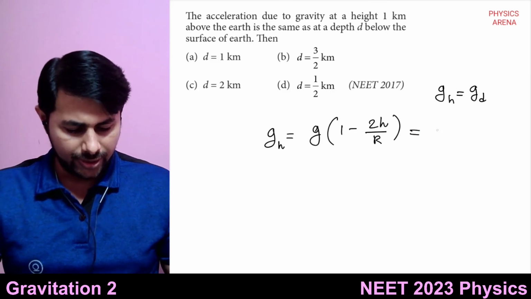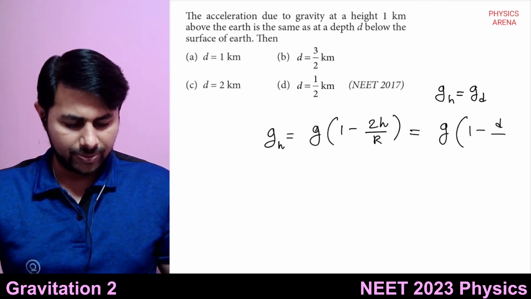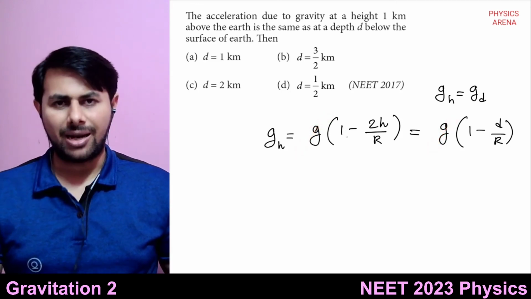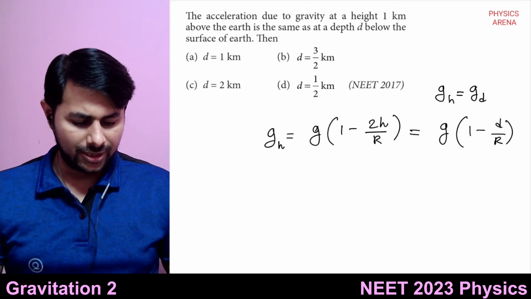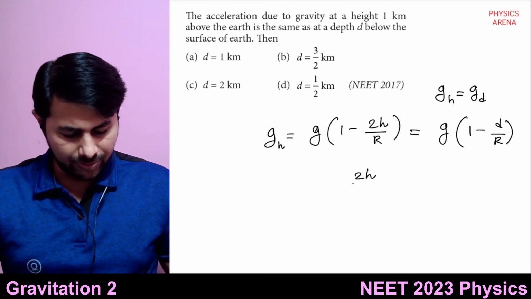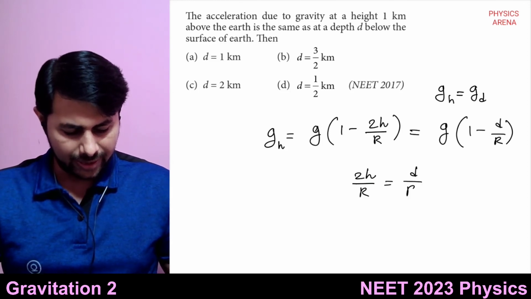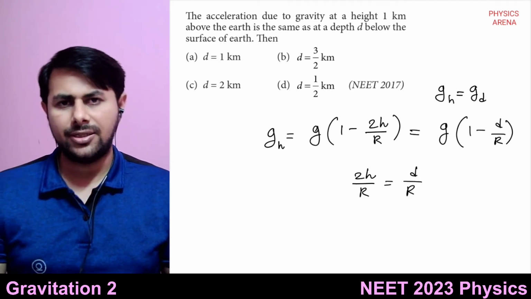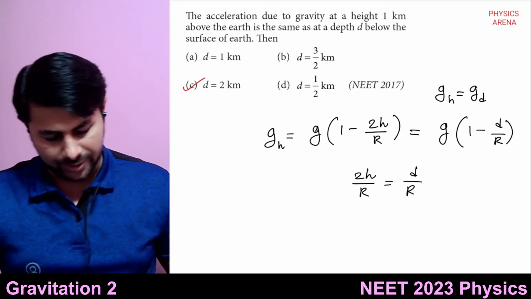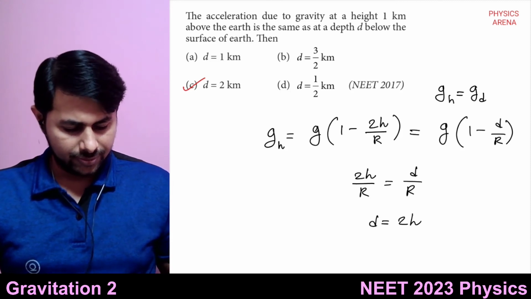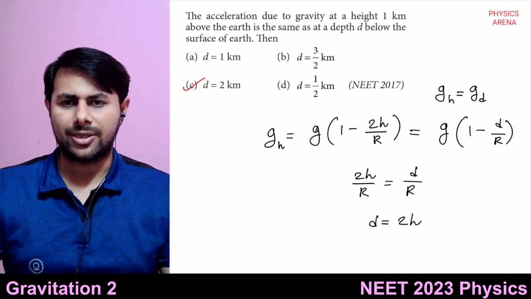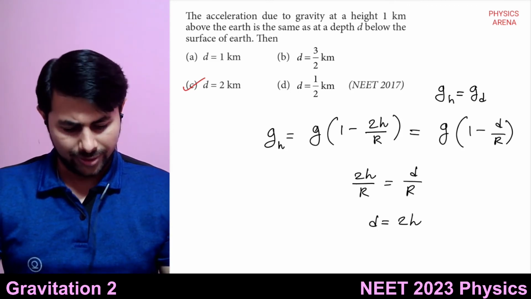So it is equal to g multiplied by 1 minus d upon r. This g and g get cancelled. After that, 1 minus twice h upon r is equal to 1 minus d by r. So twice h upon r is equal to d by r. r gets cancelled, d is equal to 2 times h. h is equal to 1 kilometer, so d is equal to 2 kilometers. Okay, simple question.